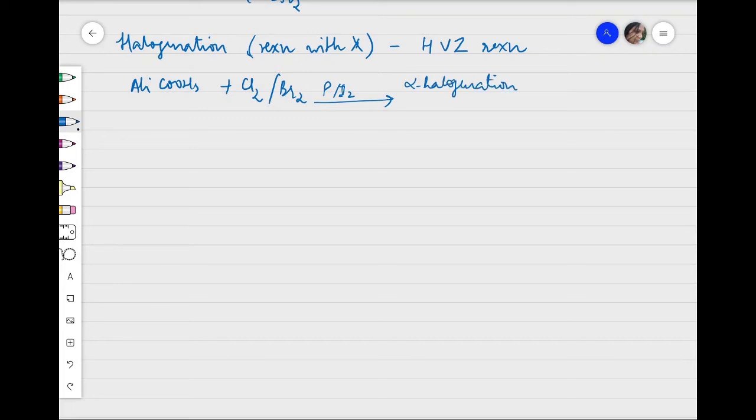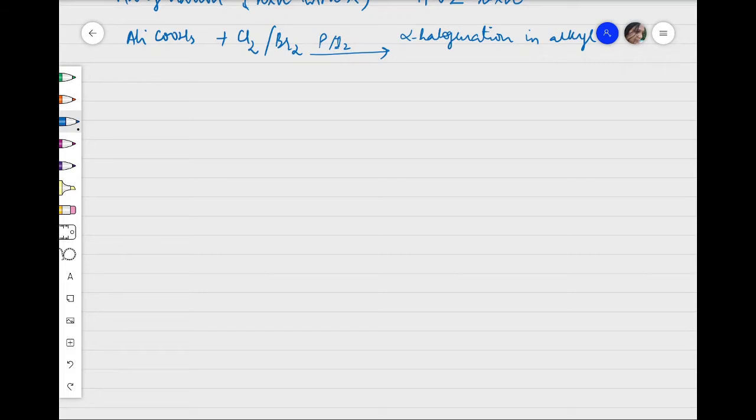Okay, alpha position halogen add ചെയ്യും, എവിടെയാണ് alkyl part. It will undergo alpha halogenation in the alkyl part. This is your HVZ reaction. So let's look at a typical reaction.